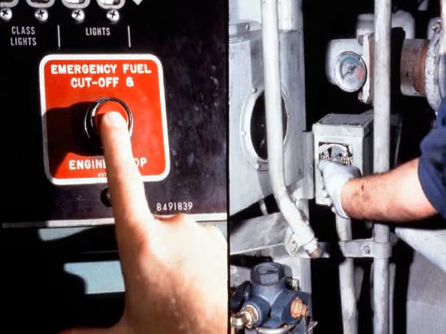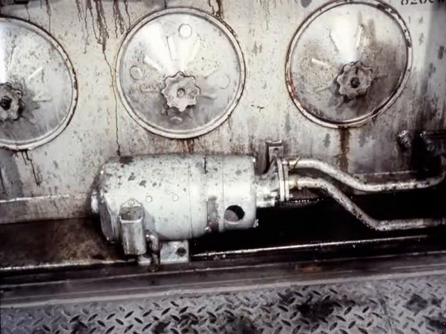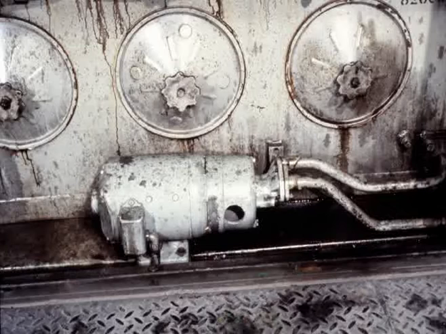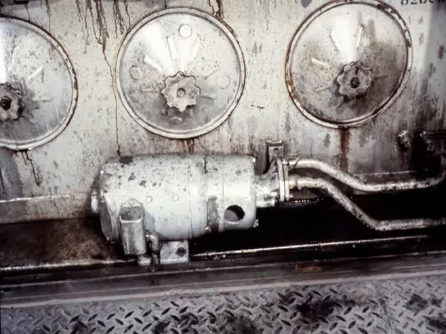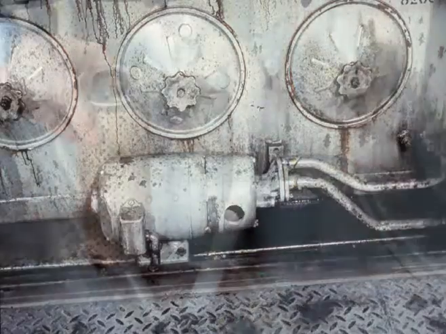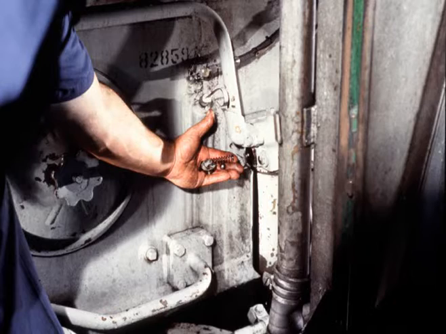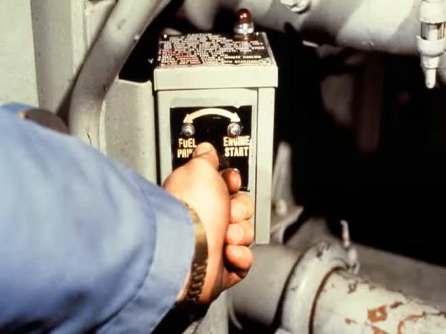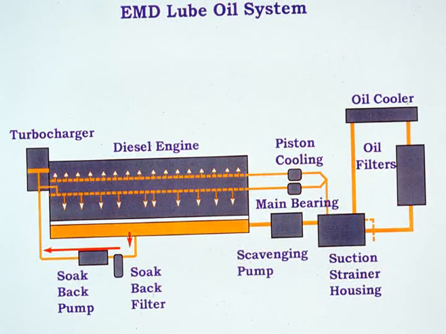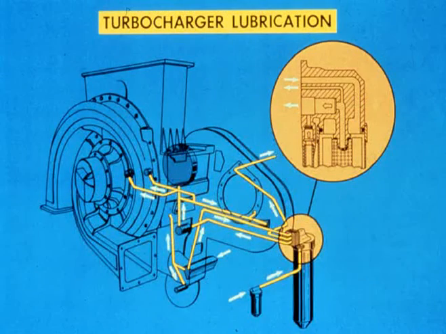Before engine startup and after engine shutdown, a separate soakback system is used to lubricate the turbocharger. This consists of an electric motor and pump, a filter, and both check valves and bypass valves. When the fuel prime switch is placed in the prime position, the pump begins to draw oil from the sump through the soakback filter and into the turbocharger. This pump will run for about 30 minutes.